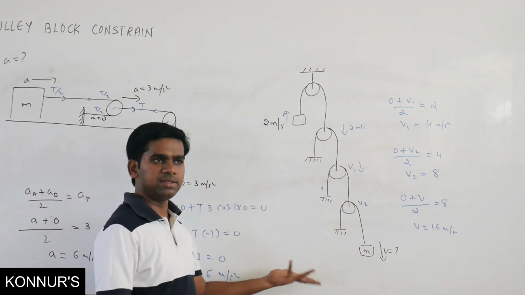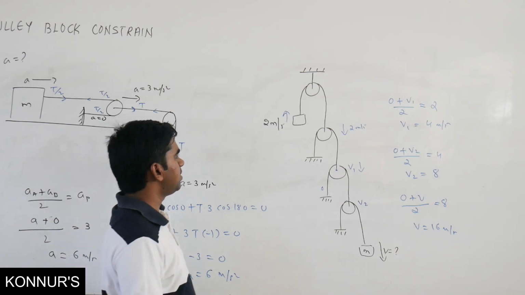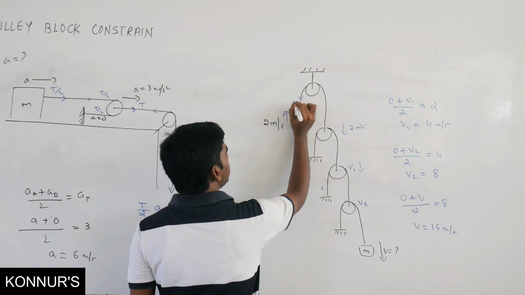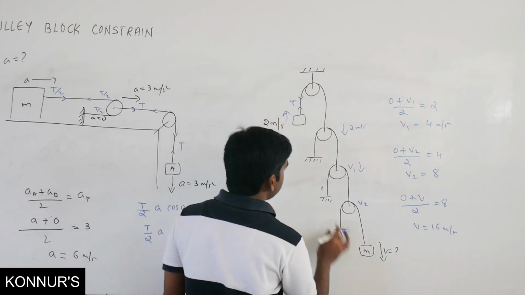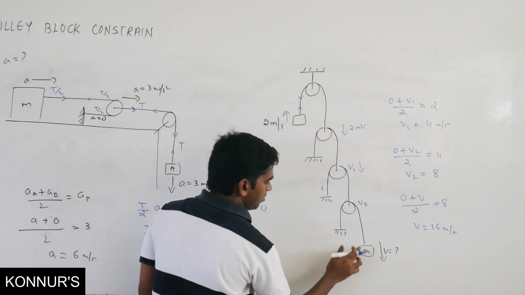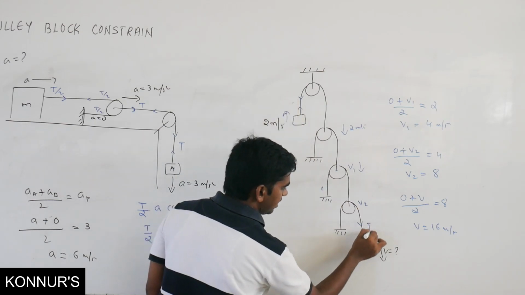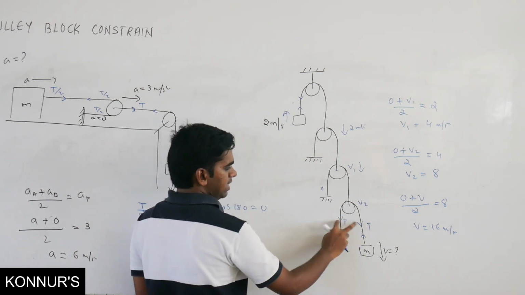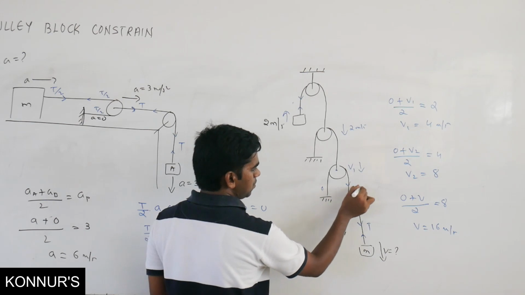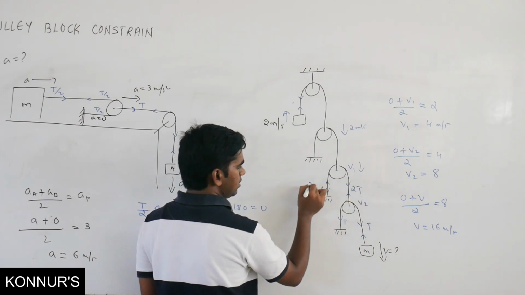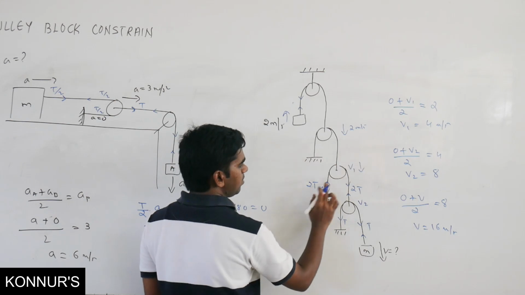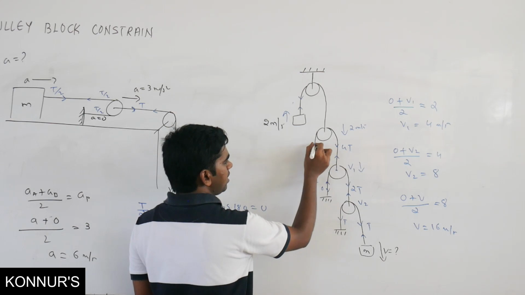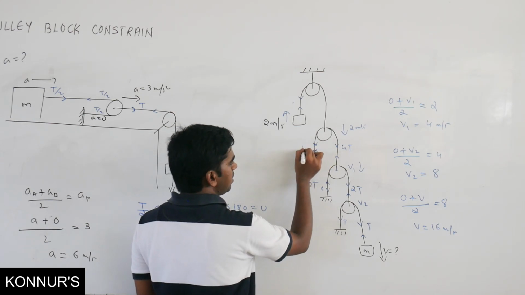If there are so many pulleys, it is difficult to get the answer this way. Instead of that, you can apply the tension method also. How can you apply the tension method? Here tension is going to be T, and I will start from here. If here tension is T, here also tension is T only. Here tension is 2T, and if here it is 2T, here also it is 2T. So here it will become 4T. If here 4T, here also it is 4T.